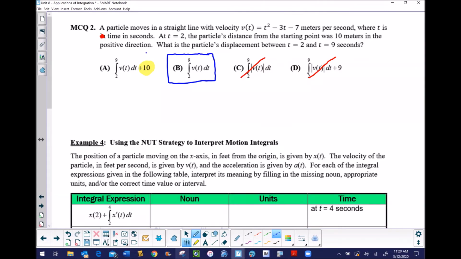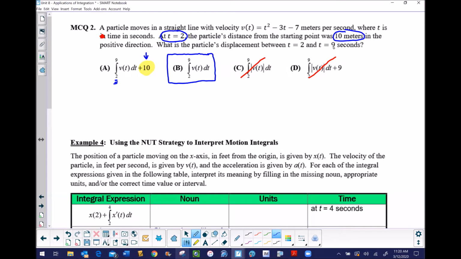See, by adding that 10, we're including the fact that at the beginning of this interval, when time was 2, the problem says that the particle is already at 10 meters from the starting point. Okay. Notice our question didn't really say anything about that issue. We don't really care what happened prior to time 2. It's only what's going on between time 2 and time 9. Okay, so hopefully that makes sense a little bit.